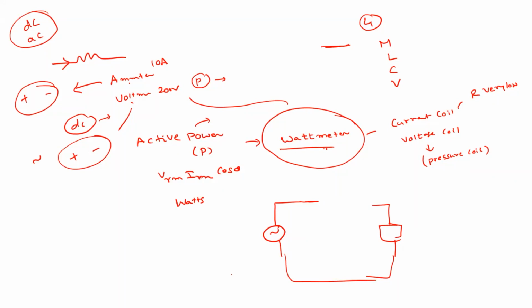Right. So that means here you have some coil. This is how we will represent the coil, with some small resistance. Right? And this voltage coil is connected across this load. So here also you have one coil. It will be connected like this.